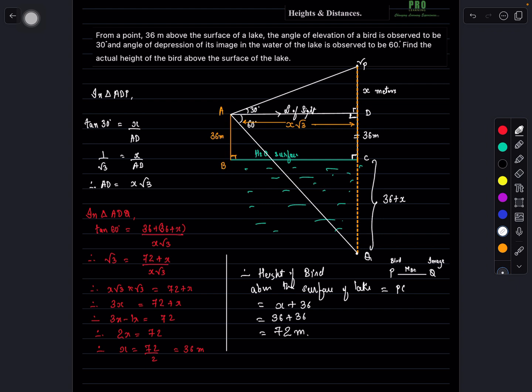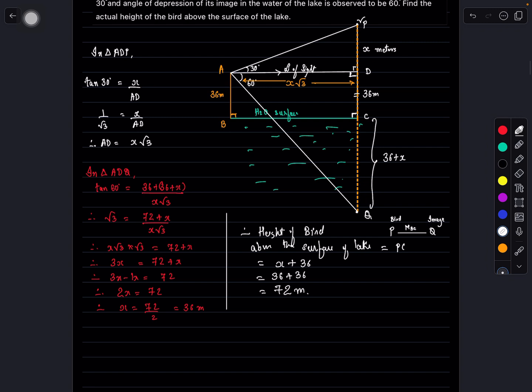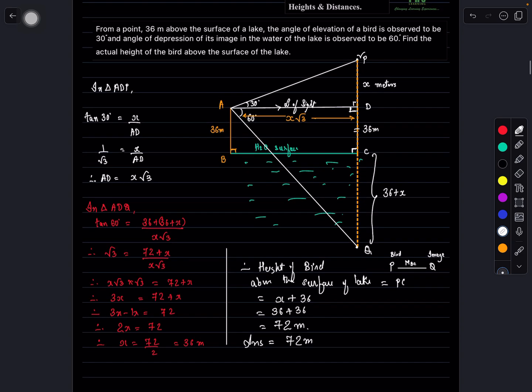So my final answer is 72 meters. My answer is 72 meters. So the bird is 72 meters above the surface of the lake is what we have figured out.